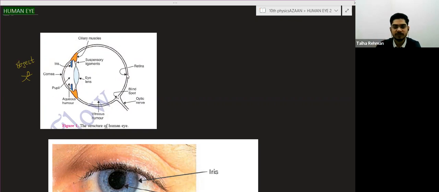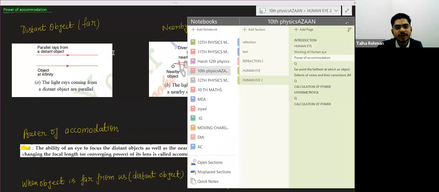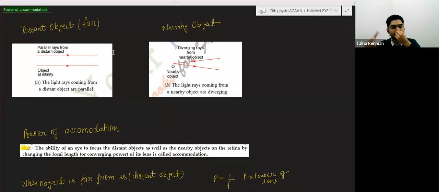After that we will discuss the power of accommodation, and before the power of accommodation you should know what is a distant object, or far object, or nearby object. Distant object means an object which is very far from your eye.